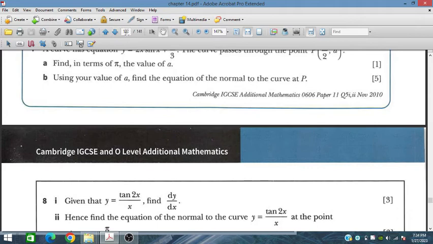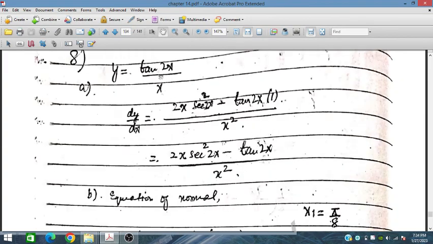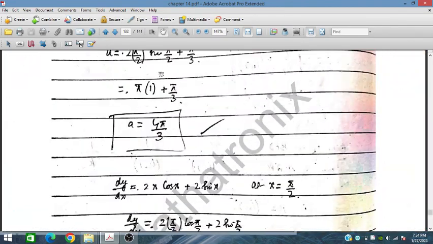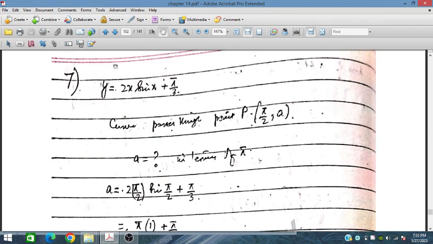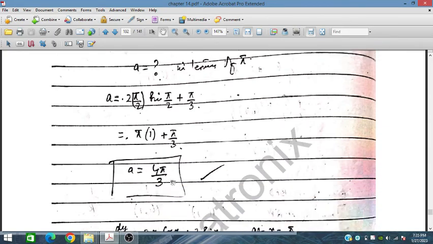So let's solve this question number 7. We have y is equal to 2x sin(x plus pi by 3). The curve is passing through the point pi by 2 comma a. So we place the value of x and y here: pi by 2 in place of x, and a is obtained as 4 pi by 3.